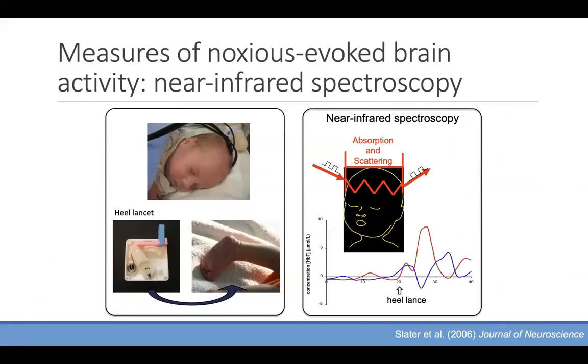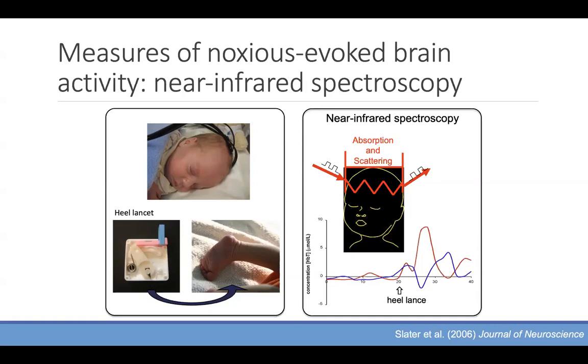So the very first studies that we did were really quite simplistic. We placed some near-infrared optodes on the infant's head, and in response to a heel lance, we looked at changes in the total hemoglobin concentration in the contralateral and ipsilateral somatosensory cortex. And what we observed in the majority of infants was an increase in total hemoglobin concentration in the contralateral somatosensory cortex, suggesting that this noxious input was being transmitted to the brain. And we observed this even in the youngest infants.